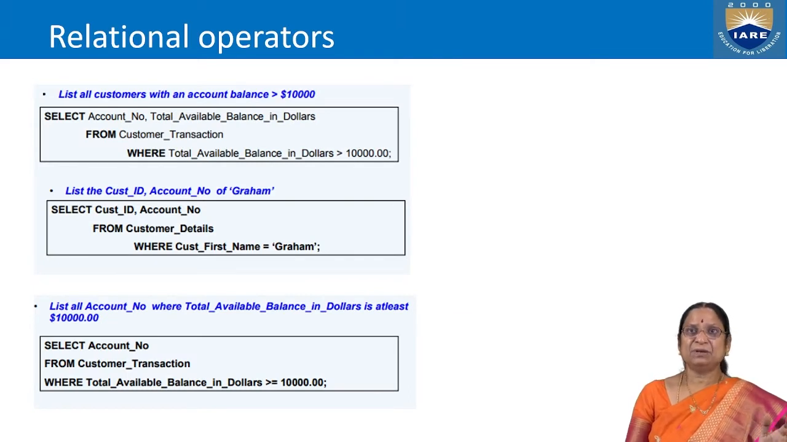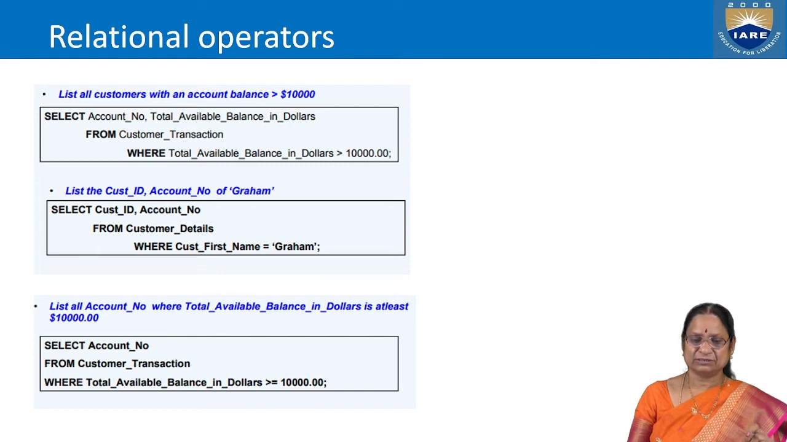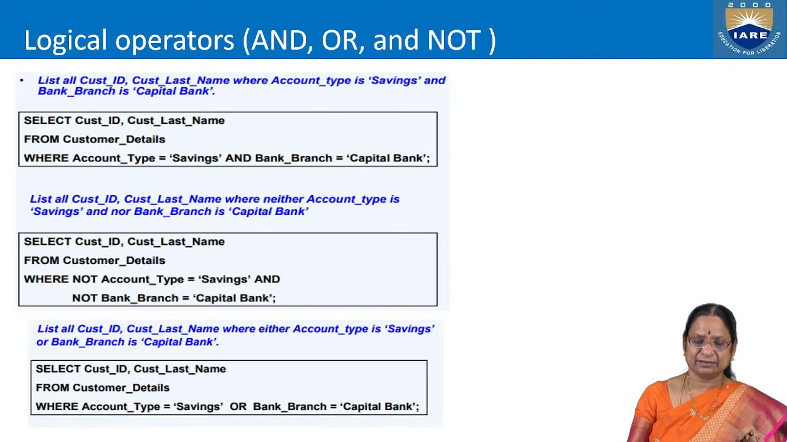So you can use a simple condition or you can use a complex condition, where more conditions are joined by using relational operators, logical operators, etc. List all customers with account balance greater than $10,000. You observe, we are asking to select all customers: account number and total available balance, only 2 attributes I am taking from the customer transaction table, where total available balance is greater than.